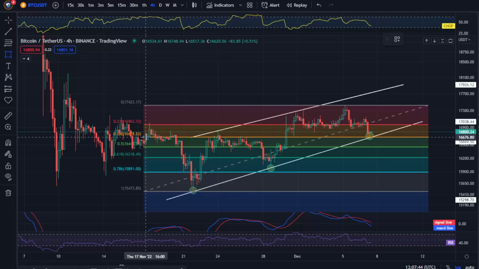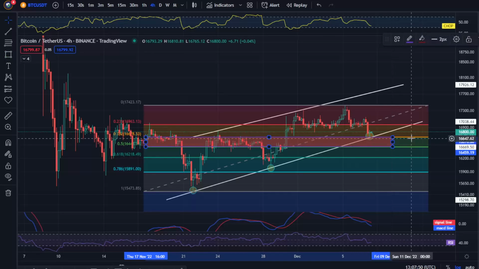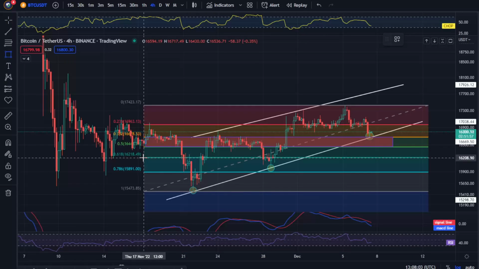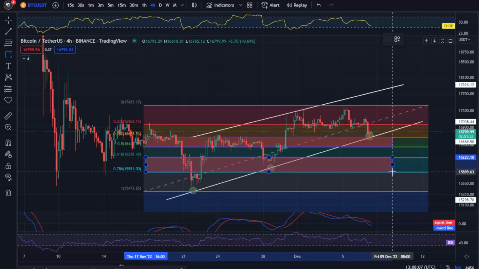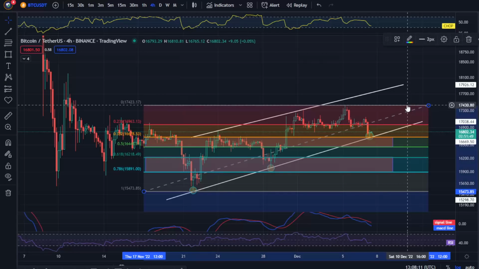Let's start with setting the support, and as you can see in the current situation, Zenith stopped perfectly at the beginning of the first support zone, which lasts from $16,677 to $16,459. However, if the price breaks downwards from the current ascending channel and starts to fall, we can see a drop to the second support zone from $16,223 to $15,893.